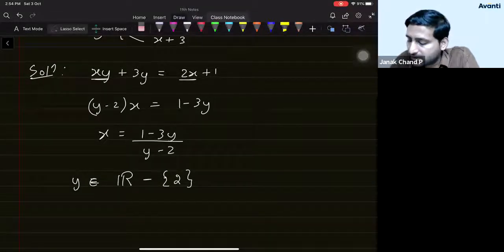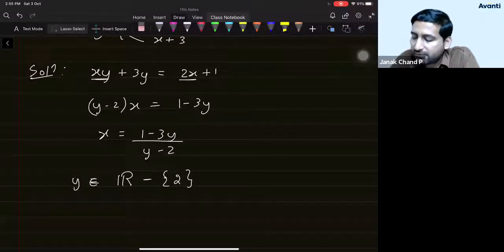Okay, students, I hope everyone understood this. What is the meaning of the collection of all the possible values of y? Those values for which, when substituted in this, x is a real number. Any real number divided by any other real number is always a real number, so you don't have to actually check that.